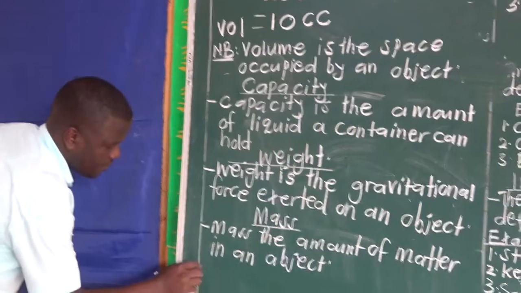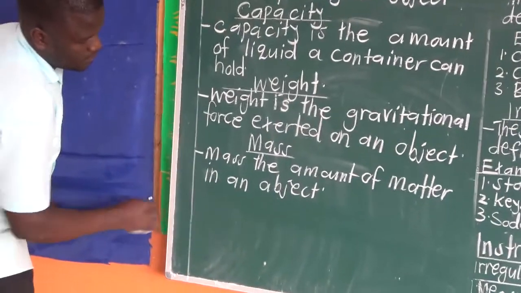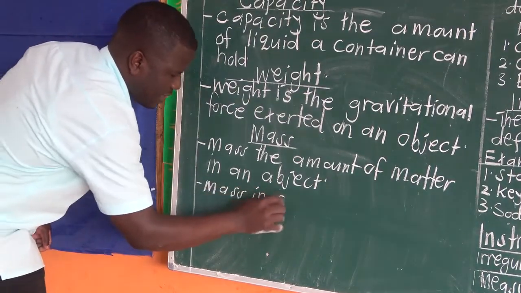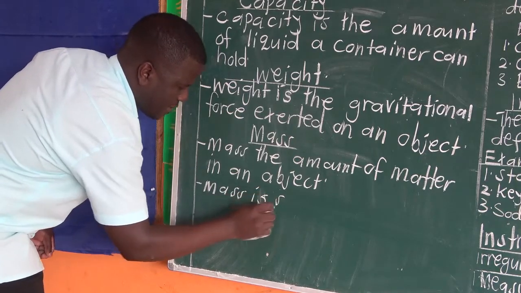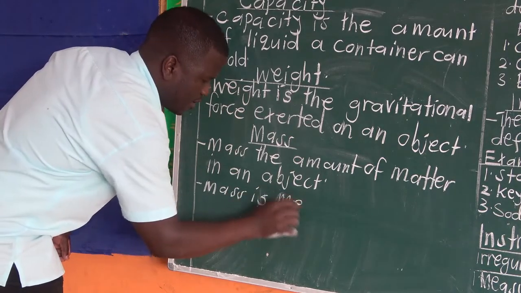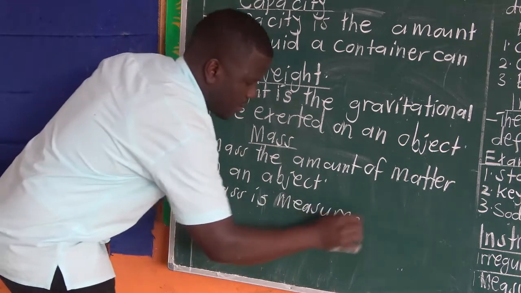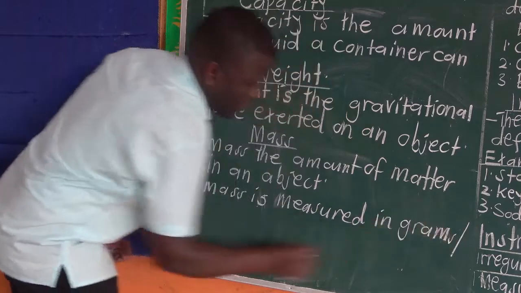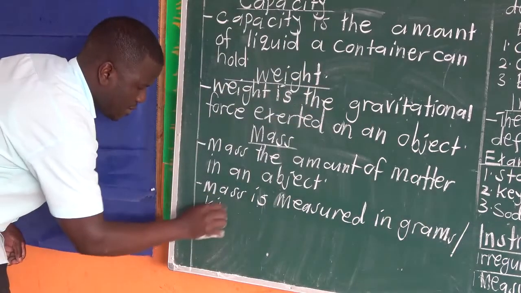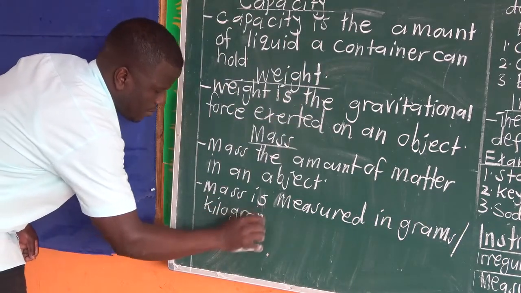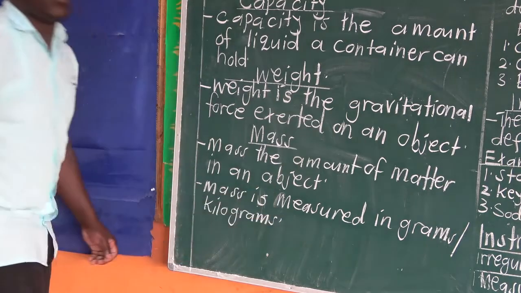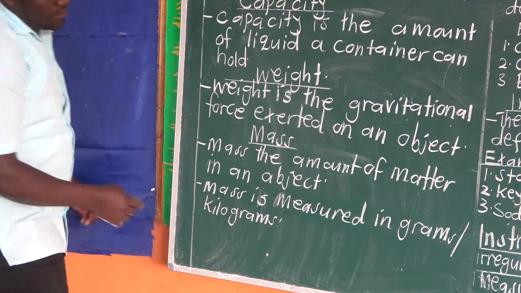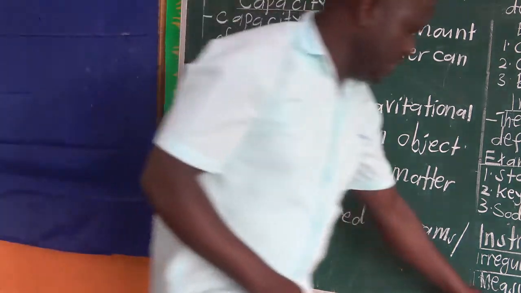Then, mass is measured in grams or kilograms. Then you look at instruments used to measure mass.